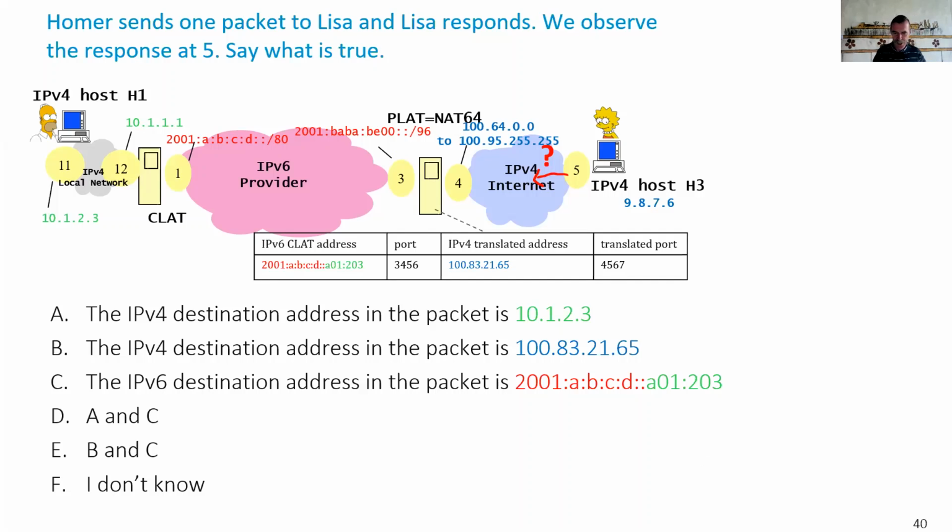I close in a few seconds. And the majority says B, which is the correct answer. There is no IPv6 packet here. So we have only an IPv4 packet, and the destination address is one of those blocks that represents all customers here. We observe the packet at 5.